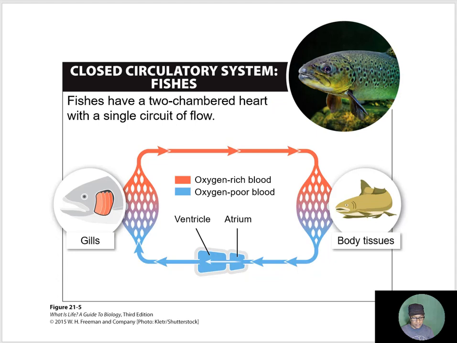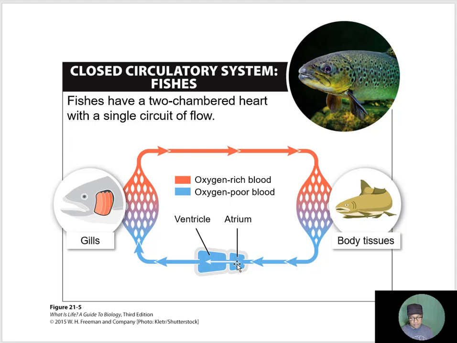So let's take a look at the closed circulatory system of fish. So fish are a little bit different. They have a two-chambered heart. We have a four-chambered heart. They have a two-chambered heart with a single circuit of flow. So let's kind of follow the flow here.